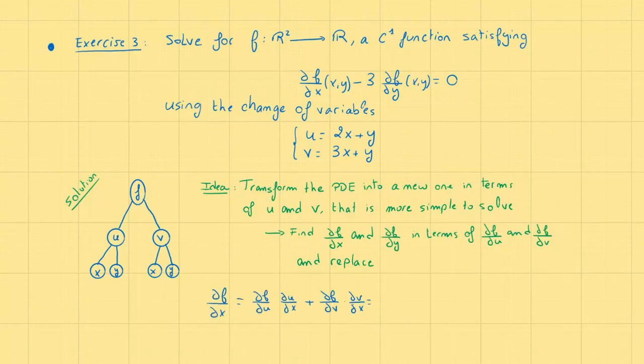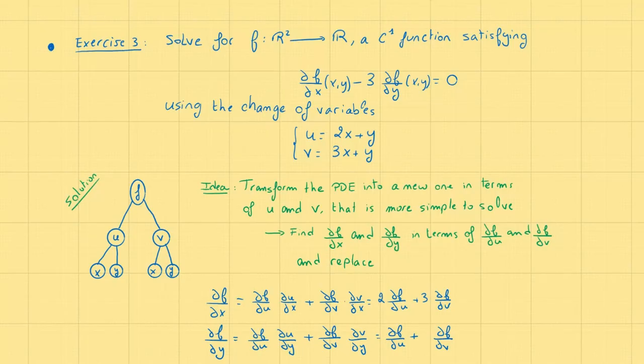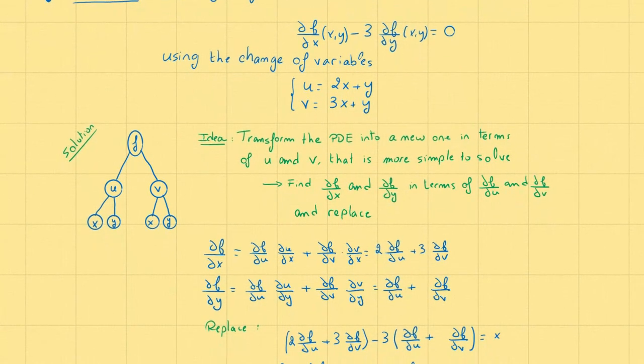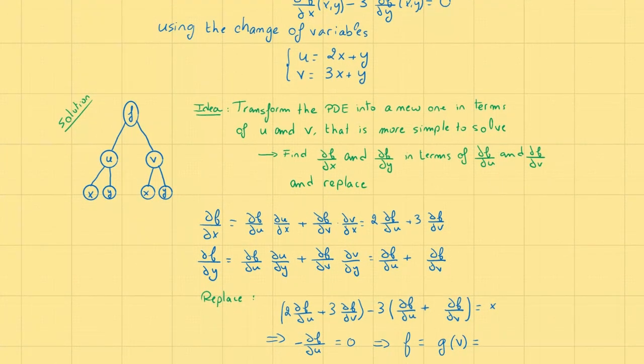So the first formula is df over dx equals df over du times du over dx plus df over dv times dv over dx, which is equal to 2 df over du plus 3 df over dv. We do the same thing to calculate df over dy. It's df/du times du/dy plus df/dv times dv/dy. That's df over du plus df over dv. We replace df over dx and df over dy in the equation, and we get 2 df over du plus 3 df over dv minus 3 df over du plus df over dv equals 0, which leads to minus df over du equals 0.